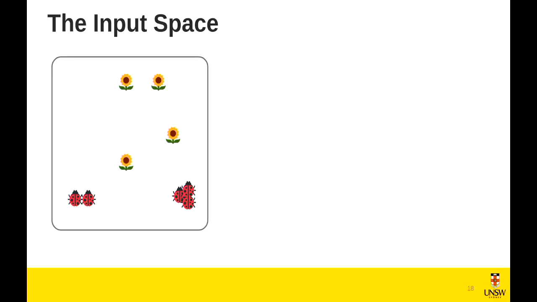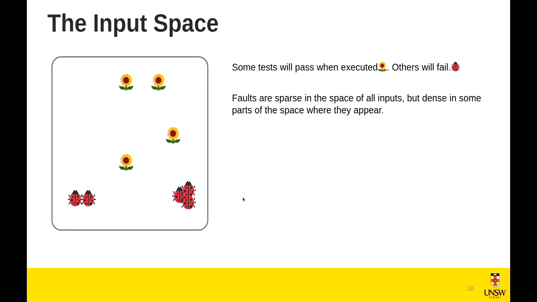So let's consider this input space. It's very sparse. So there are actually some tests that could be passed, and there are some bugs that would trigger failures of our tests. And you can see that the distribution of the bugs is very sparse. So failures are sparse in the space of all the inputs, but dense in some parts of the space where they appear. So you can see multiple bugs are being placed together. If an input causes a failure, a similar input is also very likely to cause a failure.